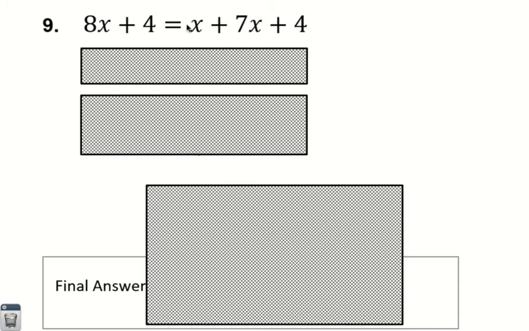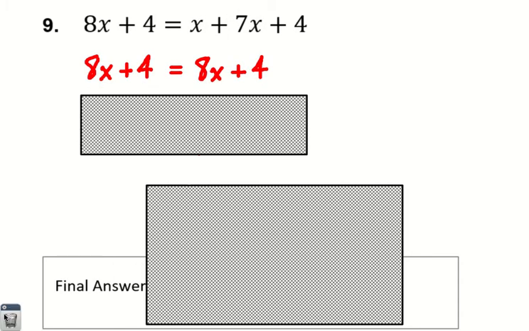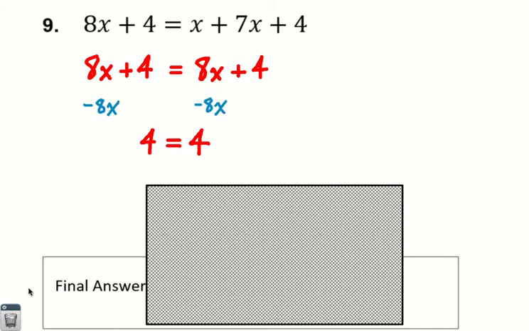Number 9, the first thing you would see to do is combine these like terms that are already on the same side. So you get 8x plus 4 equals 8x plus 4. And then when you look to get x all alone on the one side, they cancel here, but look, they also cancel out over there. So you're just left with 4 equals 4.